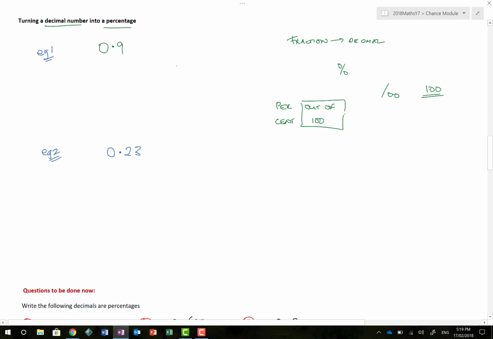And what we're trying to actually do is write numbers that will have an out of 100, or can be expressed as out of 100. But we're running ahead of ourselves. This is coming soon. So here's an example. Let's turn 0.9 into a percentage. Now, the great thing is, to turn a decimal number into a percentage, all I need to do is multiply by 100.